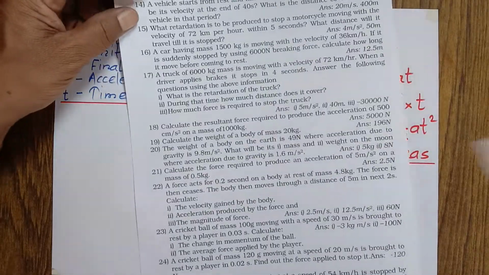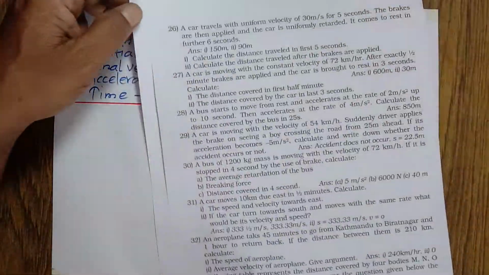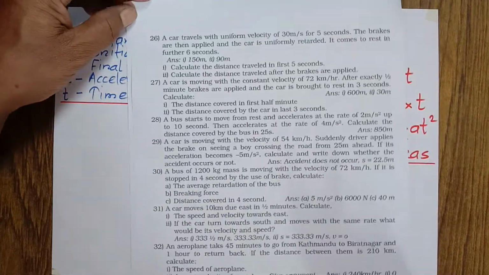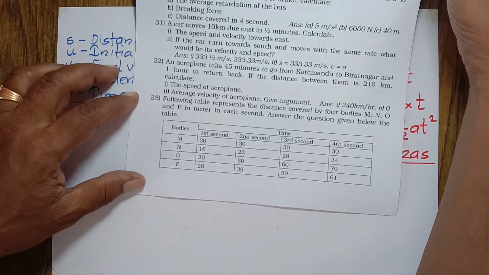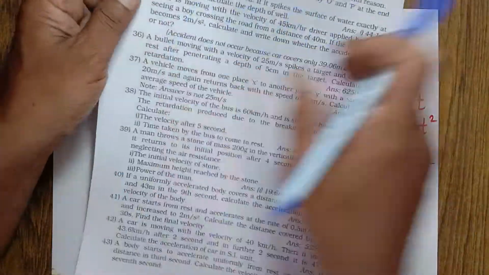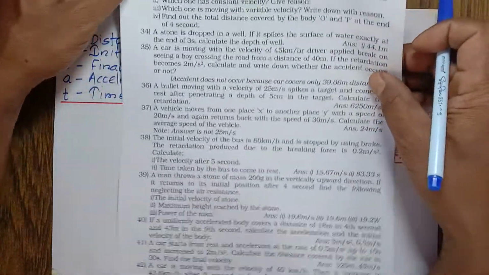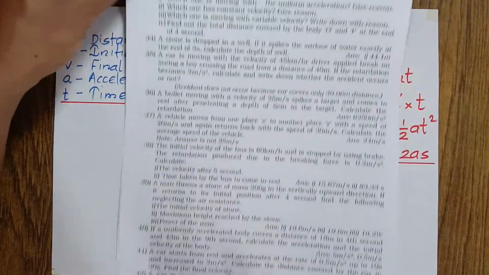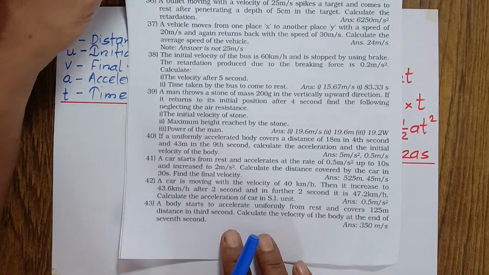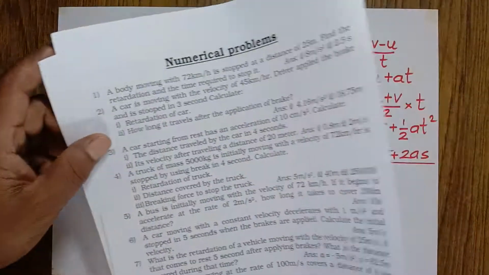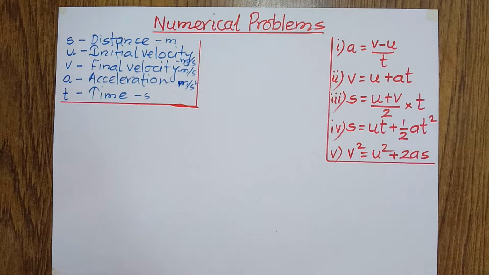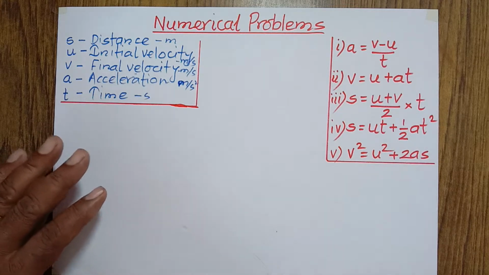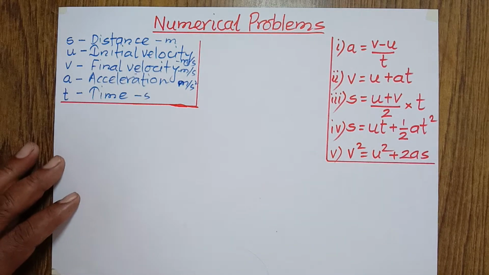Not only this much, here I have 26 to 33, and more than this, 34 to 43. I made all these for a student to practice the numerical problems, but we are not doing all this. We'll select a few equations, a few numerical problems, and we'll solve them.